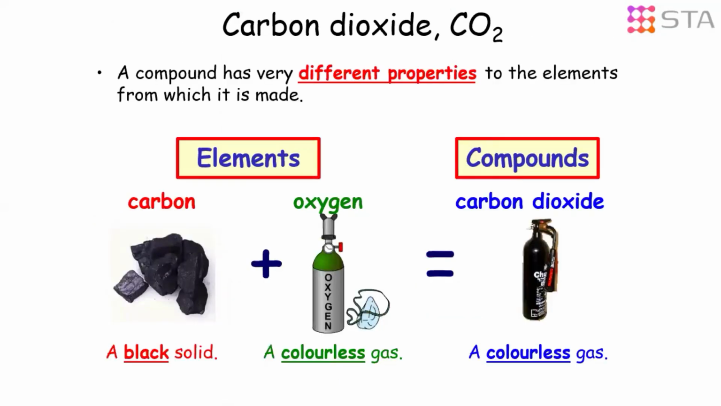Now, let's briefly just talk about properties. At this stage, we just need you to know that the properties of the elements will often be different to the properties of the compounds that are produced. So, carbon here we can see is a black solid, and oxygen is a colorless gas that is quite reactive. When these two react, they produce carbon dioxide, which is a compound, and this is also a colorless gas, but a lot less reactive than oxygen. So we can see that the properties have changed.